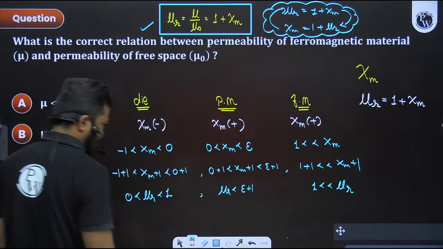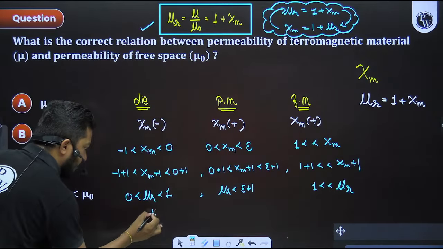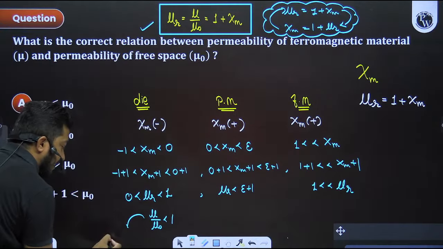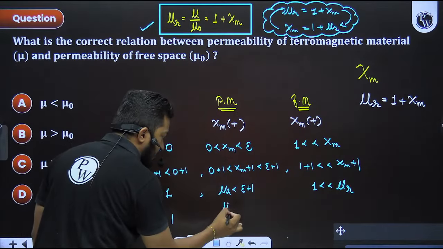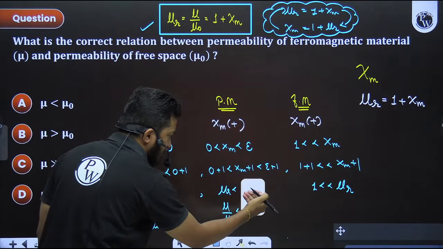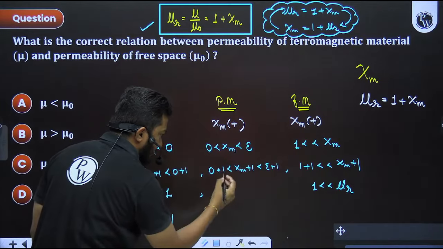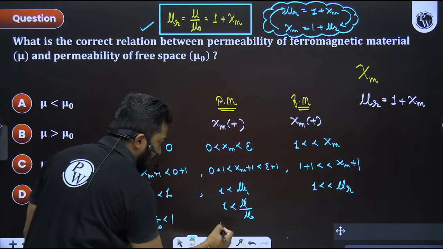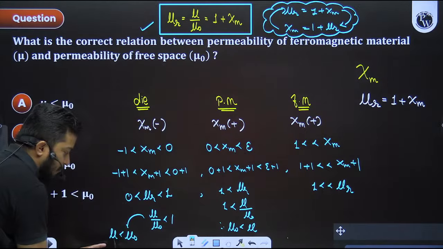Please forgive the small mistake. For the diamagnetic, mu r has a value less than 1. What is mu r actually? Mu r is equal to mu upon mu naught, and it has a value less than 1. So for the diamagnetic element, the value of mu is less than mu naught. For the paramagnetic, mu r is epsilon plus 1, just a positive value, so 1 is less than mu r. So 1 is less than mu upon mu naught, so mu naught is less than mu. For the diamagnetic we can say mu is less than mu naught.